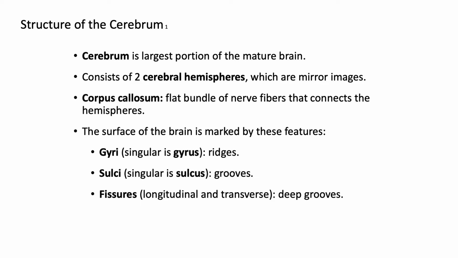Cerebrum is made of two cerebral hemispheres, and there's a structure called corpus callosum which connects the two sides. On the surface of cerebrum there are ridges which are called gyrus, and between two ridges you will see grooves which are called sulcus. There are also deep grooves which are called fissures.